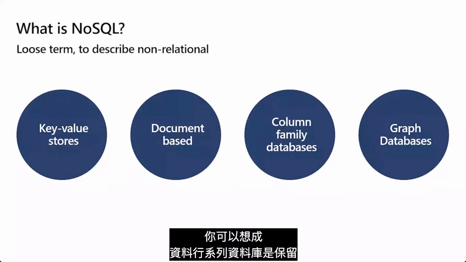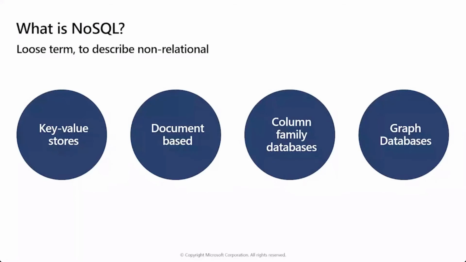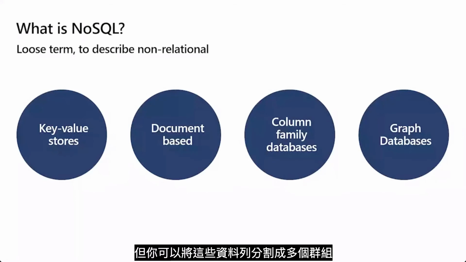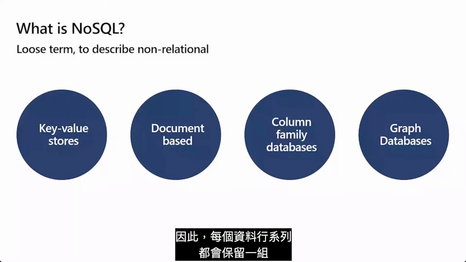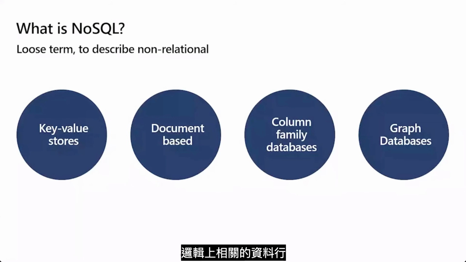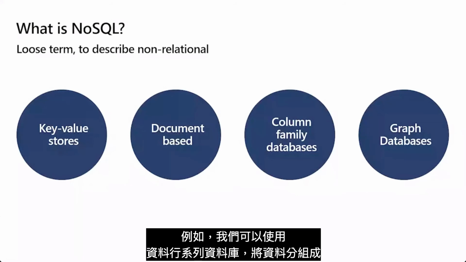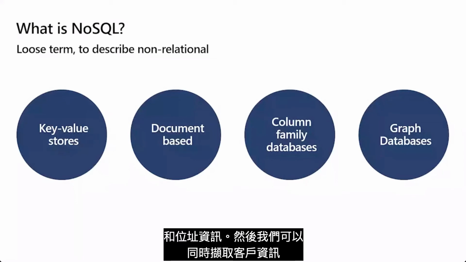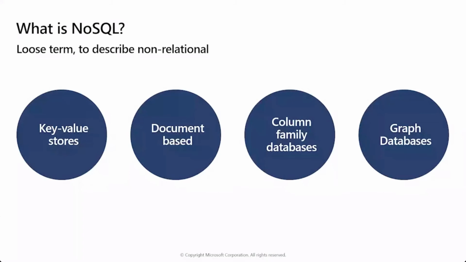You can think of a column family database as holding tabular data comprising rows and columns, but you can divide the columns into groups known as column families. Each column family holds a set of columns that are logically related together. Say, for example, we can use a column family database to group data into two column families that might hold both customer information and housing information. And then we can fetch both customer information and housing information at the same time with a single query.